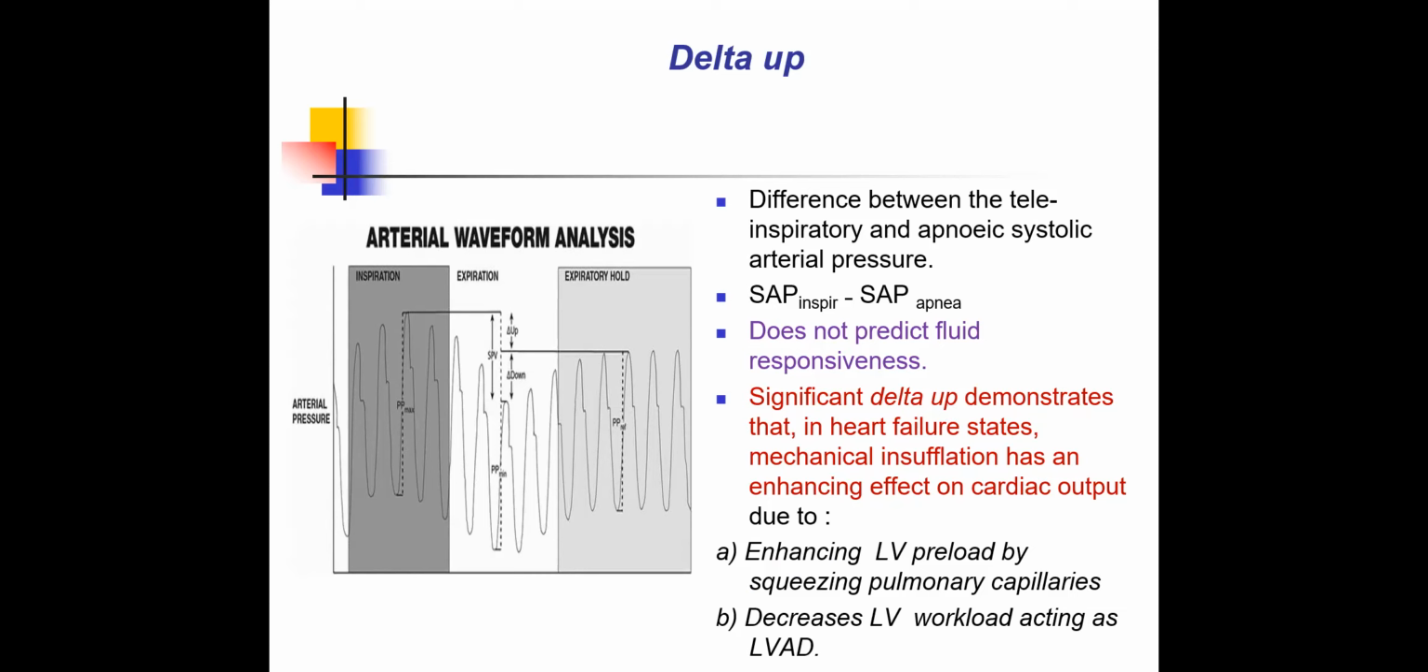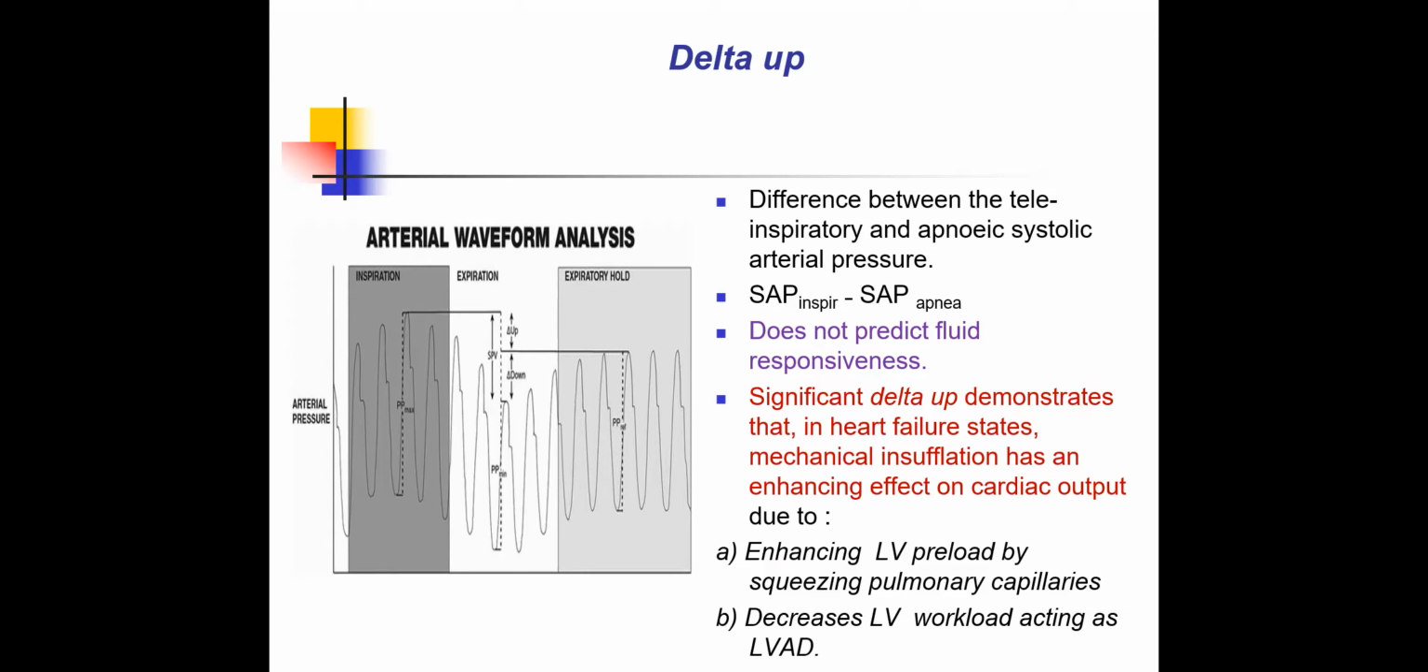And delta up signifies that if there is a significant delta up demonstrated or observed in any patient on advanced hemodynamic monitoring, we can conclude that mechanical insufflation can have an enhancing effect on the cardiac output of this particular failing heart.